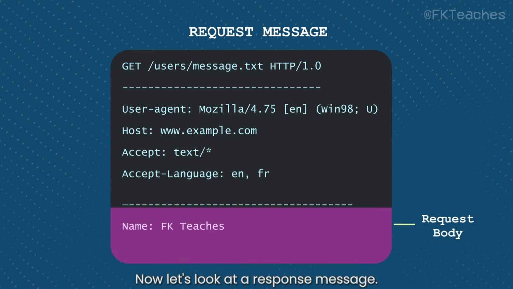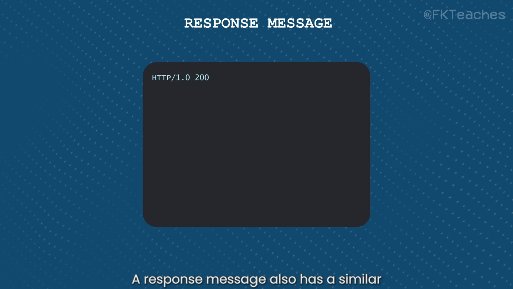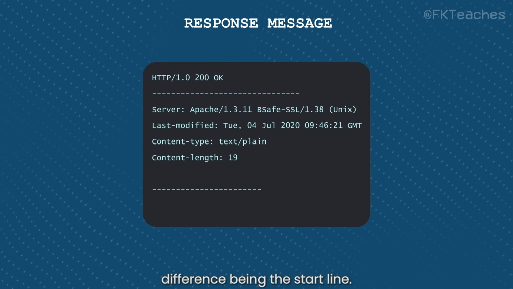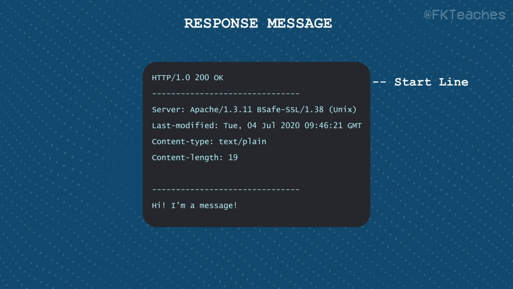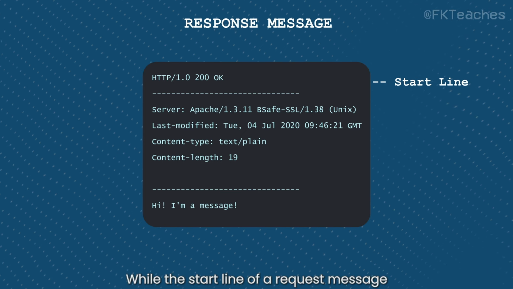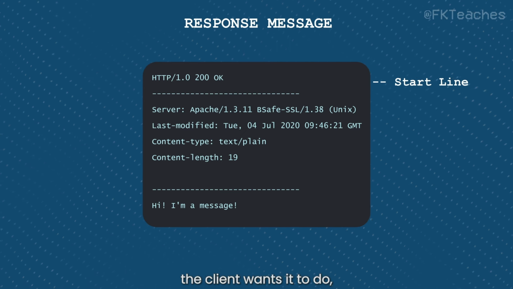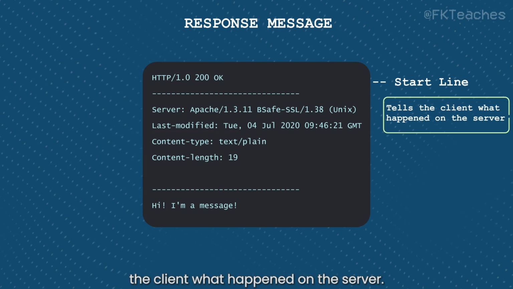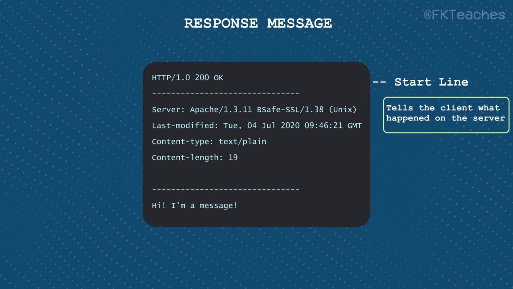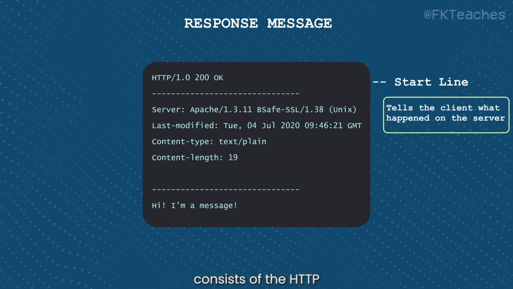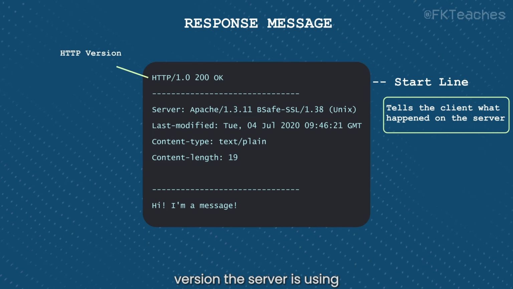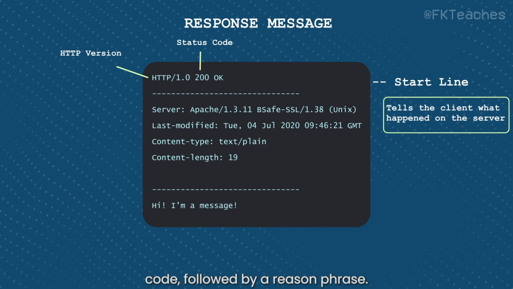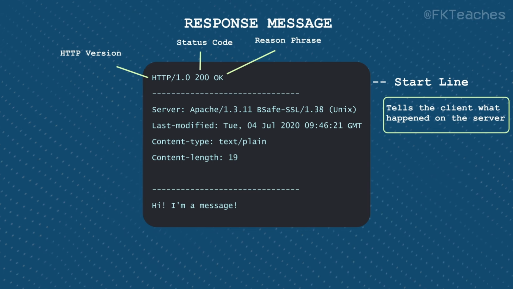Now let's look at a response message. A response message also has a similar structure to a request message, with the only difference being the start line. While the start line of a request message tells the server what the client wants it to do, the start line of a response message tells the client what happened on the server. The start line of a response message consists of the HTTP version the server is using and a numeric character called a status code, followed by a reason phrase.